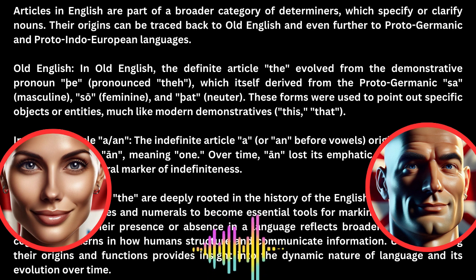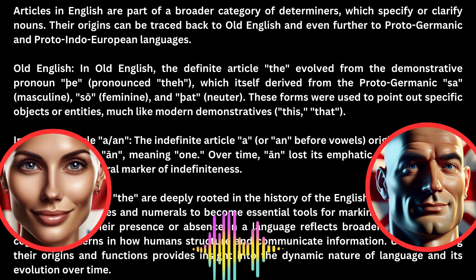Well, it might seem strange to us as English speakers, but many languages out there don't have articles at all. It's hard to imagine navigating a conversation without our trusty a and the. But these languages have developed other clever ways to get the job done. That's fascinating. So if they don't have articles, what do they use instead?